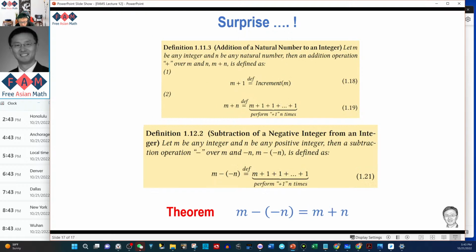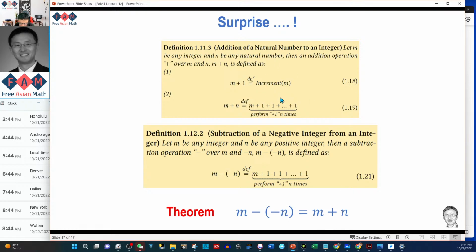The next one is the same idea, same philosophy, but a little less obvious and a little more counterintuitive. If you're subtracting a negative number from a number, you're adding the positive version of that number, or the negation of that negative number, back to the original first number. So m subtracting negative n equals m plus n.